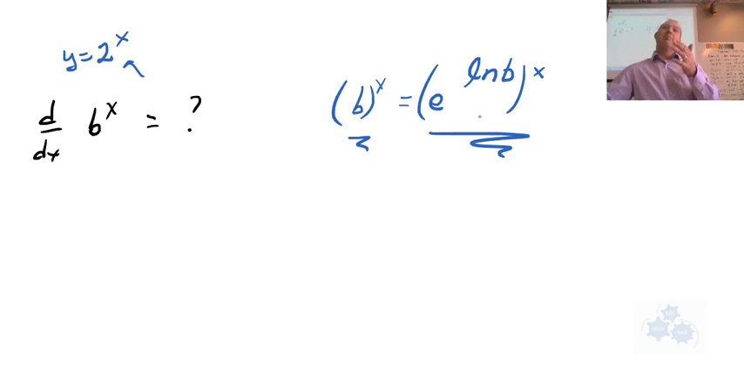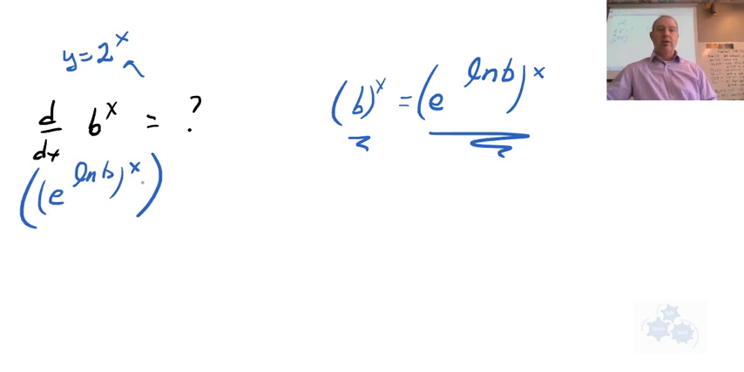So if we have e to some power, the derivative of that is itself. Right? The derivative of e to the u is e to the u times u prime. So if I have e to the u, that's easy. Easy to take the derivative of. So that's what we're going to do. Let's take the derivative of e to the ln b, okay, to the power of x.